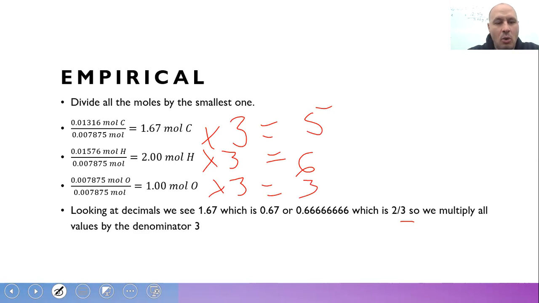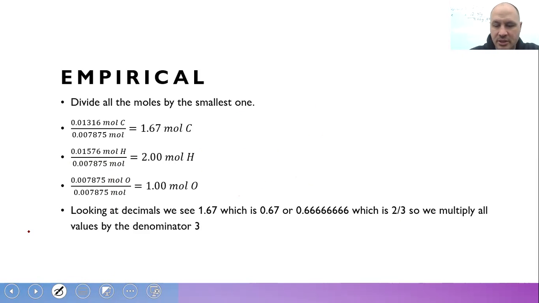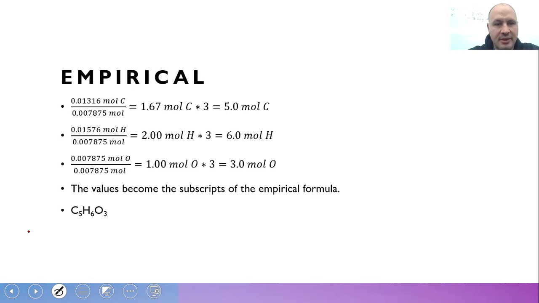And I think I have this all worked out. So let's go ahead and erase all that gibberish scribbles and show it to you right there. Times 3, 5, 6, 3. So those values, since they're nice whole numbers, become my empirical formula, and it's C5H6O3. That is the empirical formula of our 4-keto-pentanoic acid. That's not necessarily the molecular formula. That's the reduced empirical formula.